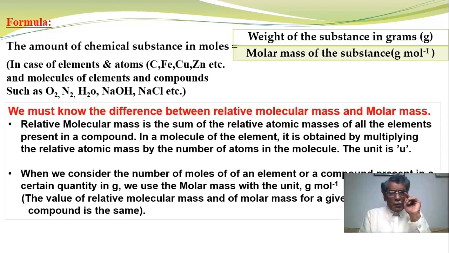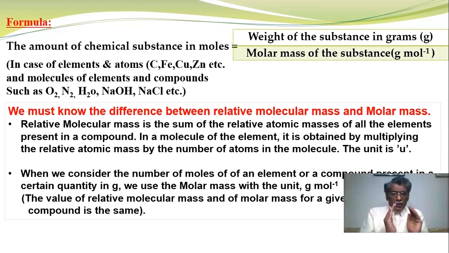Then this is the general formula. The amount of chemical substance in moles is equal to weight of the substance in grams, that is G, upon molar mass of the substance in grams mole inverse. This is applicable for atoms, elements, and molecules of elements and compounds.